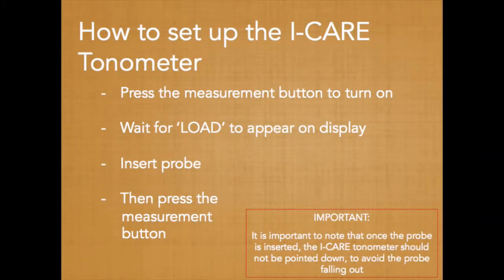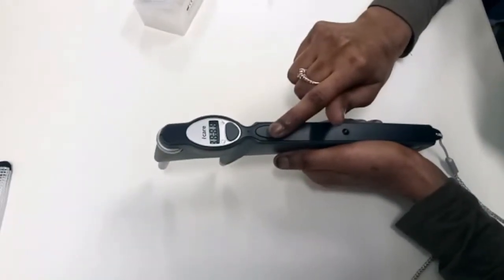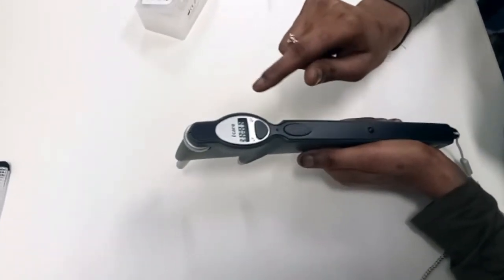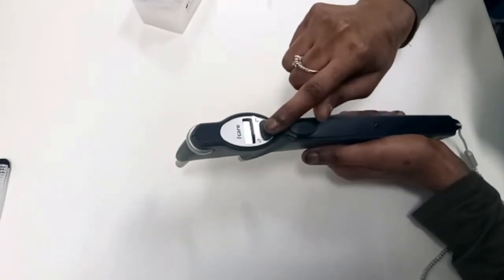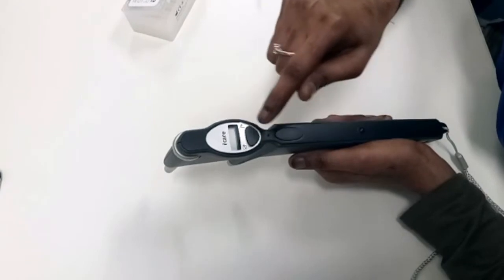In this next video, it is important to note that the I-CARE tonometer should never be pointed down once the probe is inserted. This is to avoid the probe falling out. It is also important for the clinician to maintain hygiene and sanitize their hands prior to this setup. The measurement button is pressed to switch on the I-CARE tonometer. The selector button is then pressed. We should then wait for the load sign to appear.